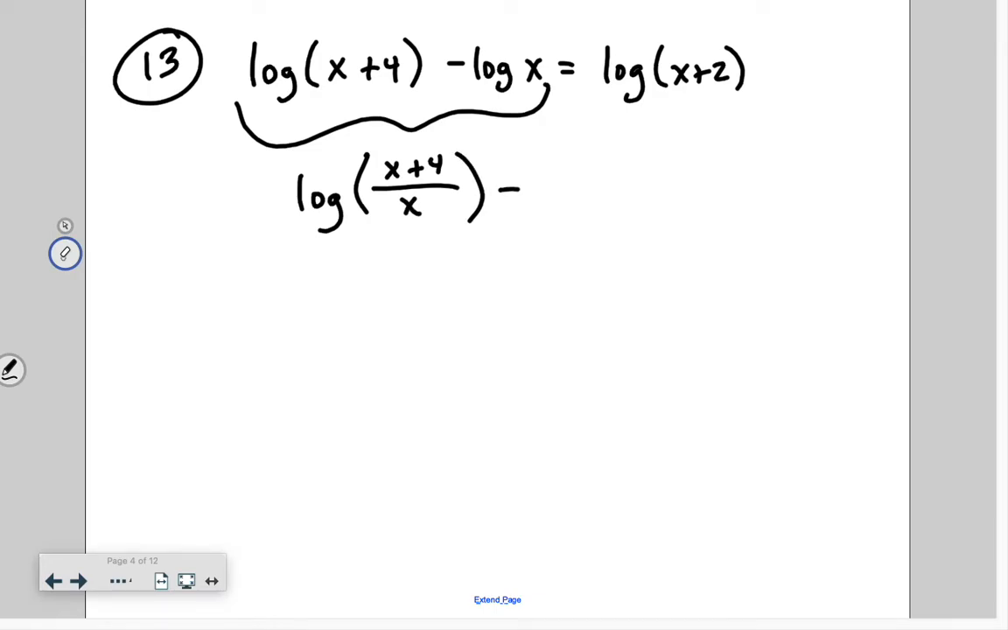Still equal to the log of x plus 2. And now, here's the part where you've got 1 log that equals the other, which means if the 2 logs are going to be equal, you can get rid of them. Now you can just focus on the arguments. You got 1 log equaling another log, so now the arguments have to be equal. You go to x plus 4 over x equal to x plus 2, and now it's back to an algebra problem. Solve for x. At this point, you'd multiply both sides by x to get rid of the fraction.